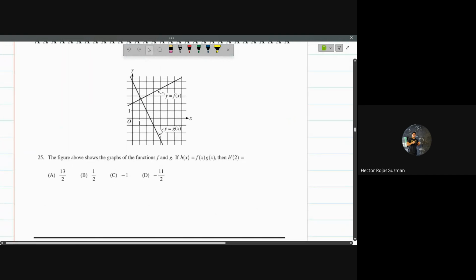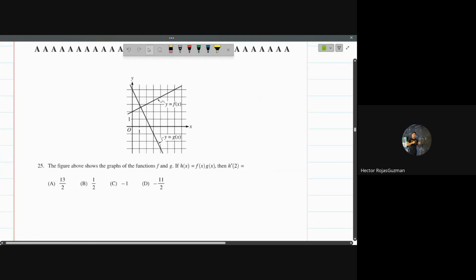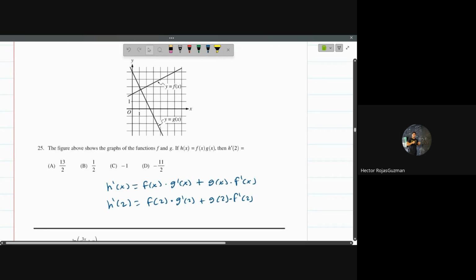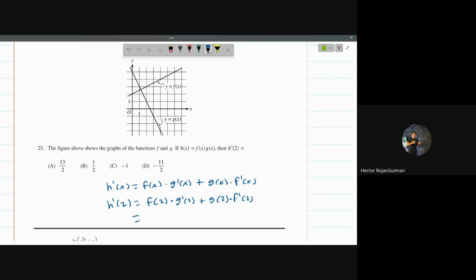The figure above shows the graphs of the functions f and g. Find h prime of 2. Well, h prime of x is the first times the derivative of the second plus the second times the derivative of the first. Now, if I plug in the 2, I'm finding f of 2 times g prime of 2 plus g of 2 times f prime of 2. F of 2, the graph says 1, 2, 3. It says that it's 3.